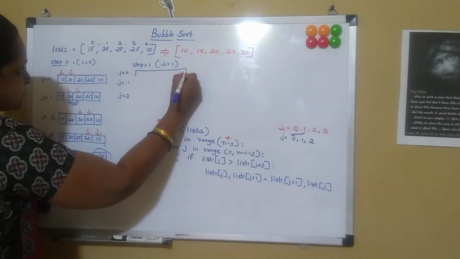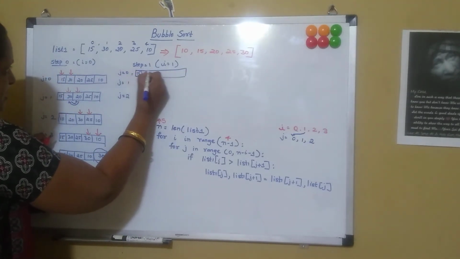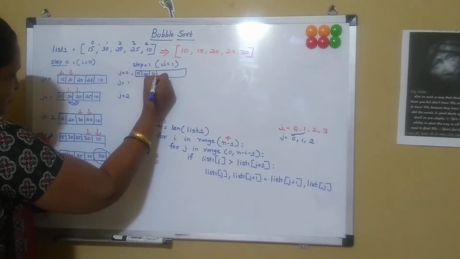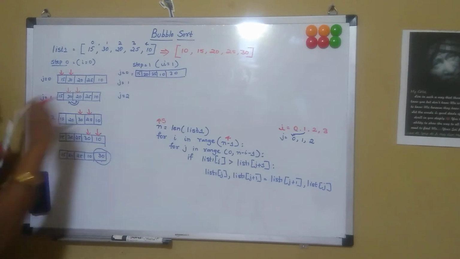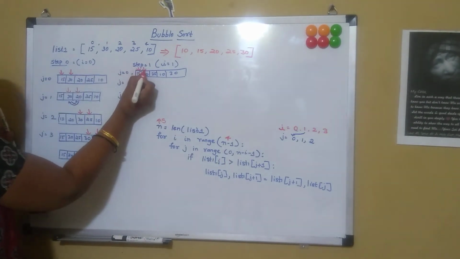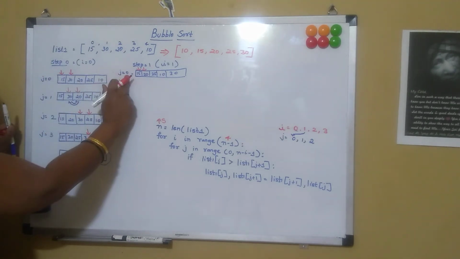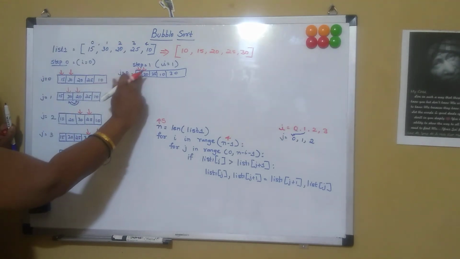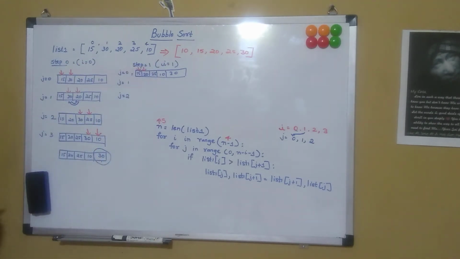So 15, 20, 25, 10, 30. It will compare 15 with 20 again from the beginning, as it was for j equal to 0. Again for j equal to 0, it will compare from the beginning. But this will be for i equal to 1. This was for i equal to 0.